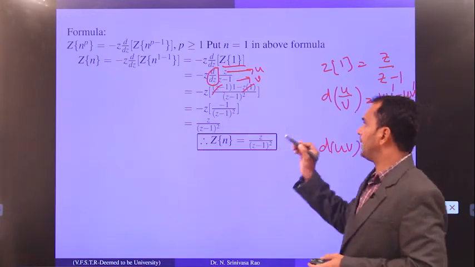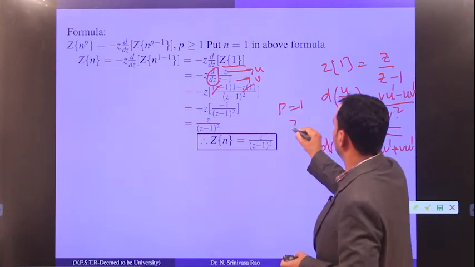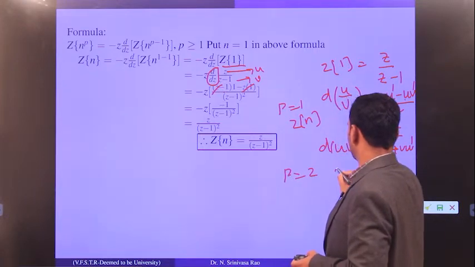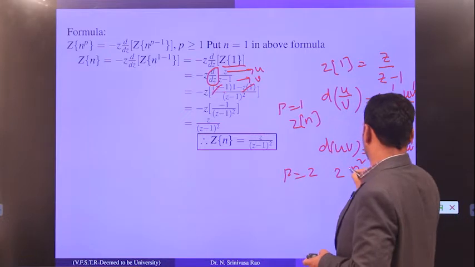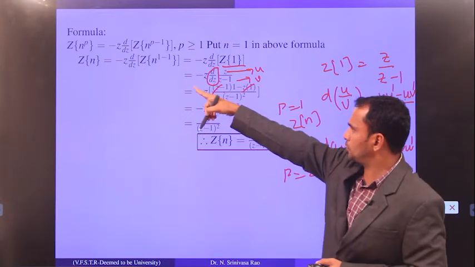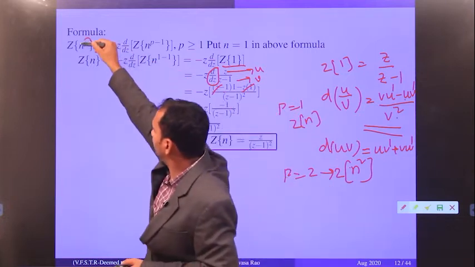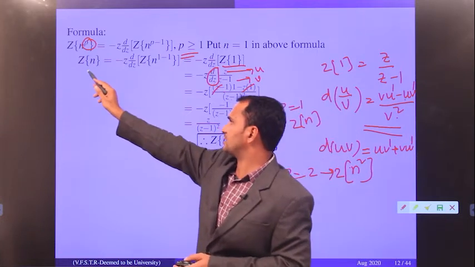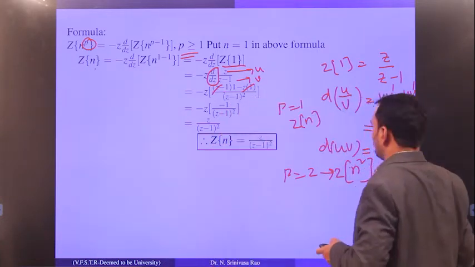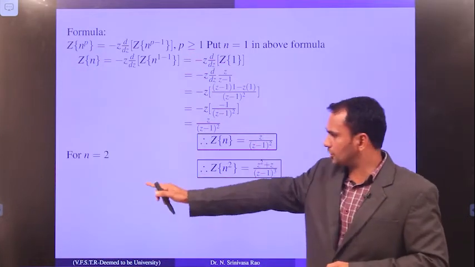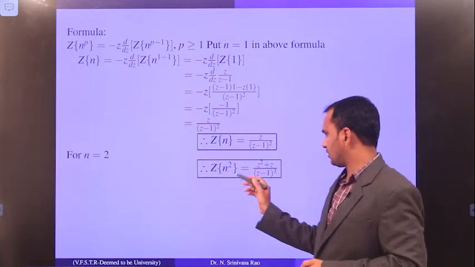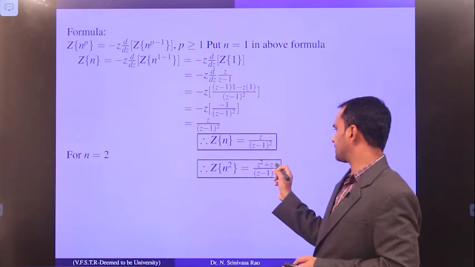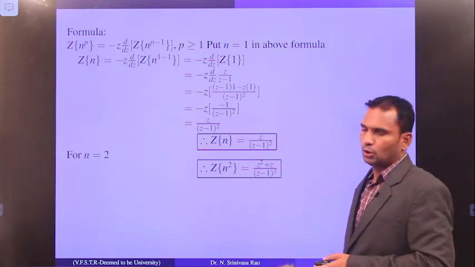Now p equals to 1 means Z transform of n. If you substitute p equals to 2, what you will get? Z transform of n square. When p runs from greater than or equal to 1, we will get different Z transforms of n power p. If you substitute p equals to 2, you get the Z transform of n square. In the same way you derive this, and you will get z square plus z by z minus 1 whole cube.